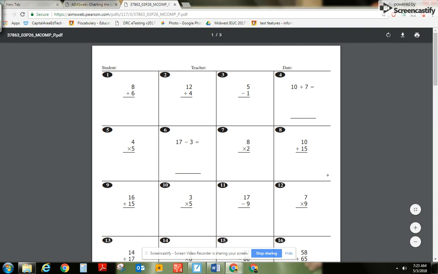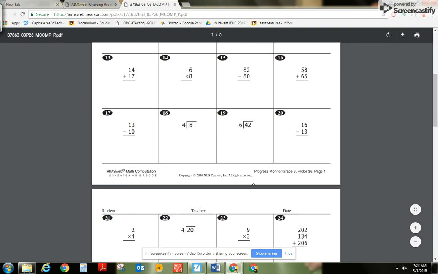Let's scroll down. Remember, you can pause this video at any time. Number 13, it's 14 plus 17. This is kind of a tough one for a lot of students because they struggle with adding sevens. So 4 plus 7 is 11, and you can regroup that into the tens, and we get 31.